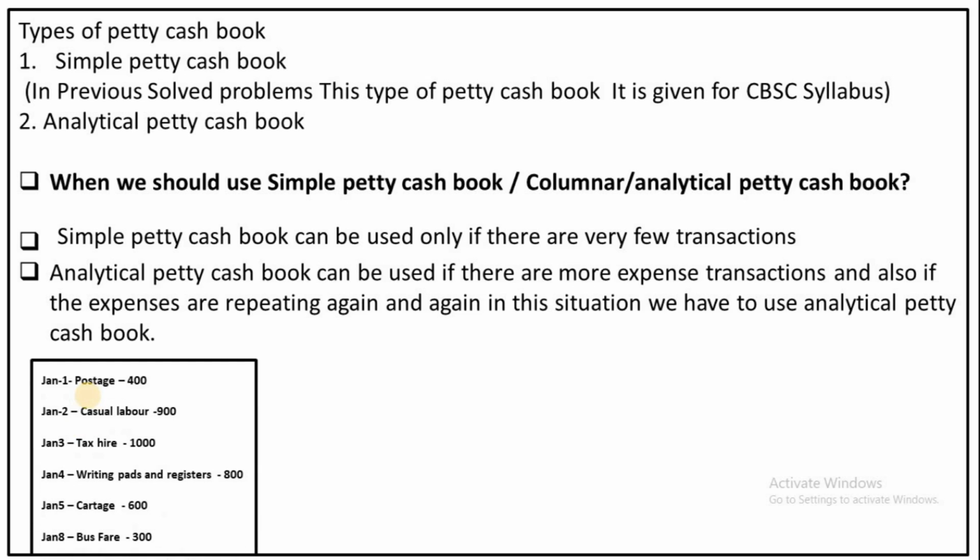For instance, if you take the below example, here we have only 8 expenses and none of the expenses are repeated again. So in this scenario, we can use simple petty cash book. If any of the expenses like postage or casual labor or taxi hire or writing pads and registers, cartage, bus fare, any of the expenses is repeated, then we have to use analytical petty cash book.